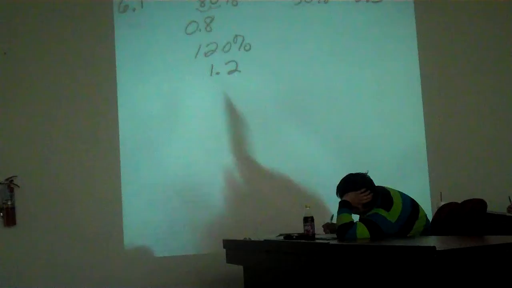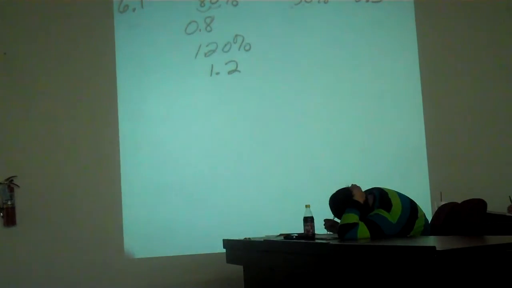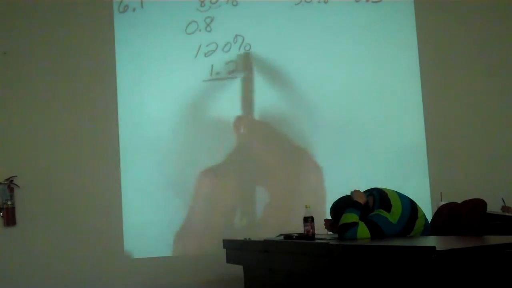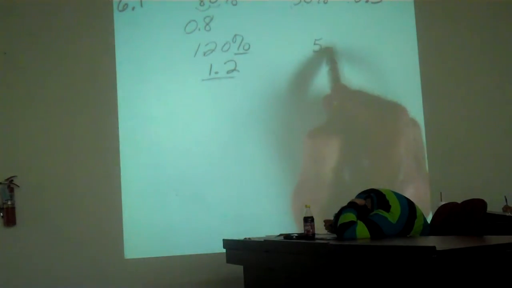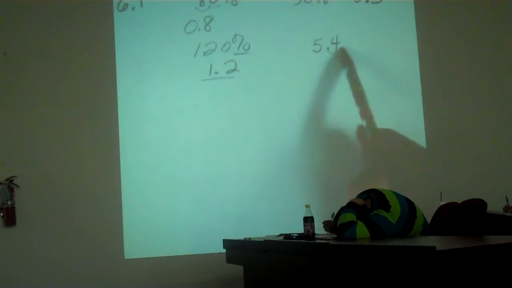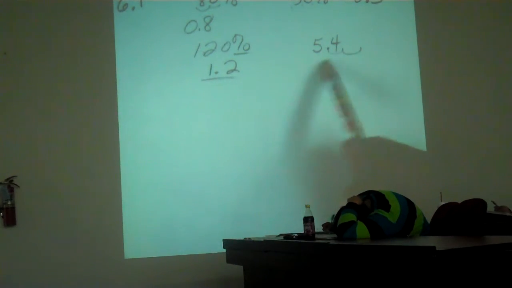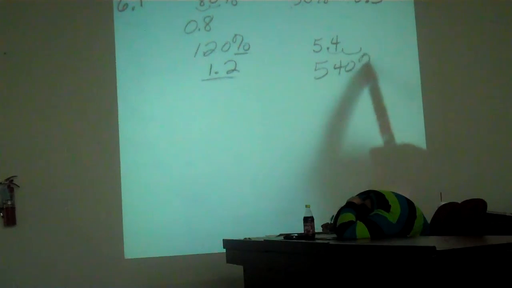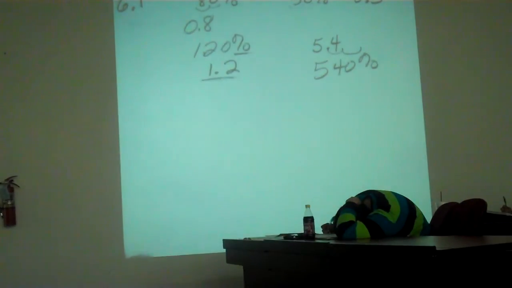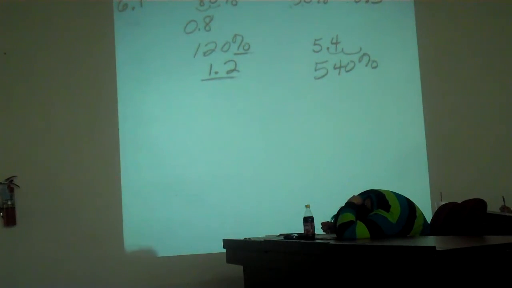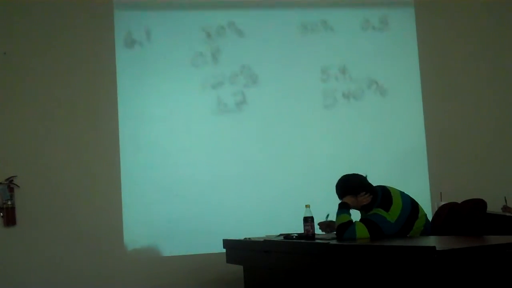What if we had the decimal and we wanted to go back to the percent? Move it 2 over. If we had 5.4, we'd move it the other direction 2 times. That would be 540%. Okay? So to go to decimal, you just have to move it back.